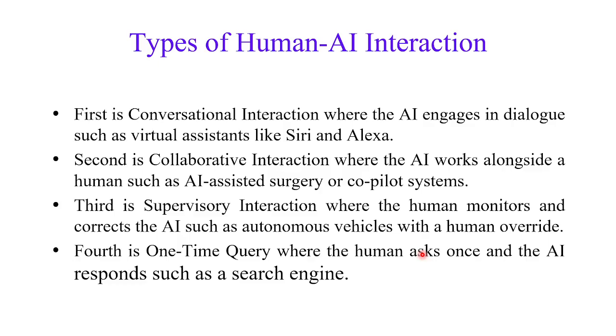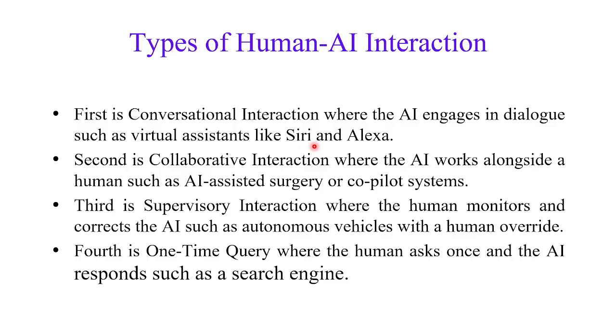Now let's get specific. So there are 4 types of interactions. Each one places different demands on the system. The first type is the conversational interaction. This is where the AI engages in back and forth dialogue with a human. Virtual assistants like Siri, Alexa, Google Assistant fall into this category. So you ask something and the AI answers. It's real time, language driven, and must handle the full messiness of human communication.